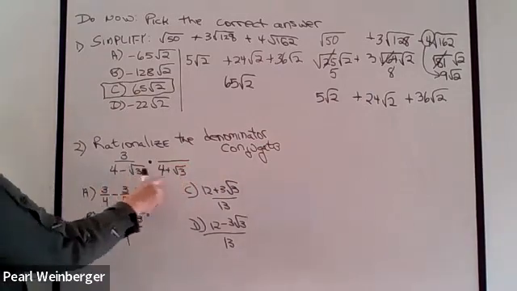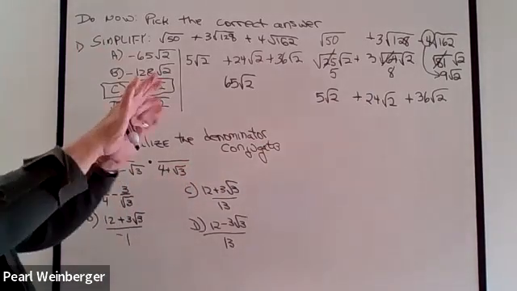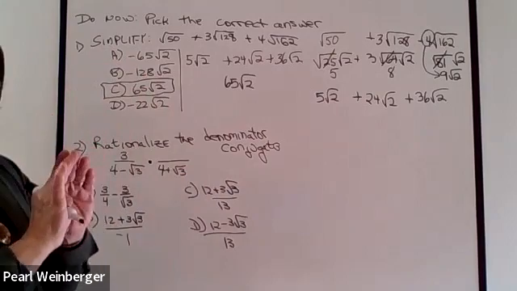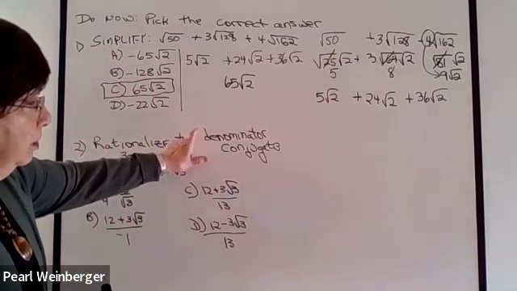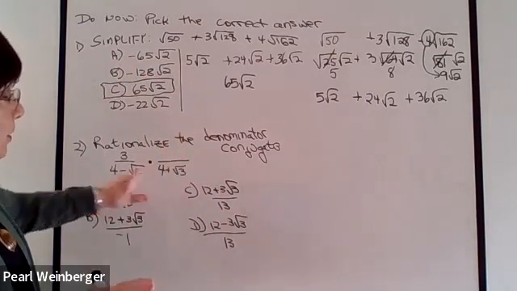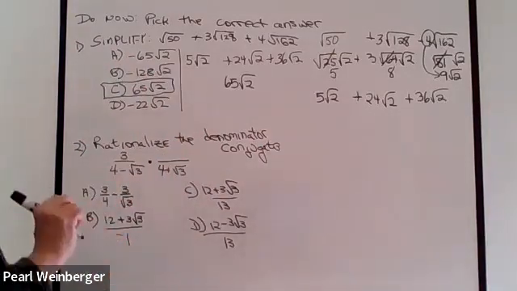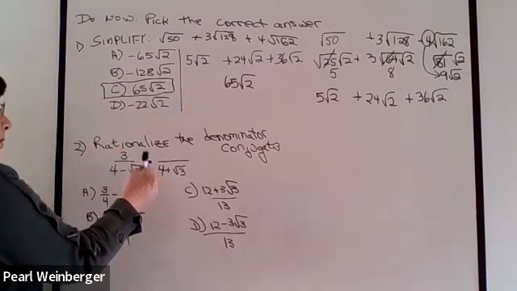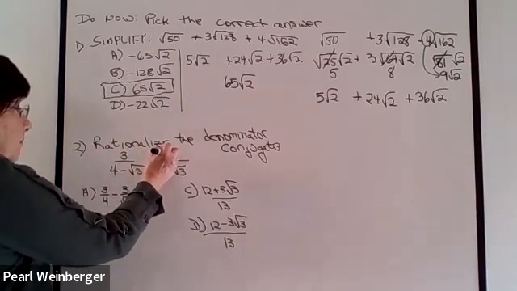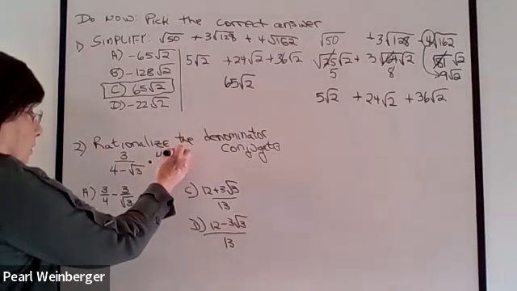Remember, it's always, even if you have a radical on top and on the bottom, when you want to rationalize the denominator, you want to go to the conjugate of the denominator, the bottom. Now, of course, whatever you're going to multiply the denominator by, you're going to have to do the same thing to the numerator.